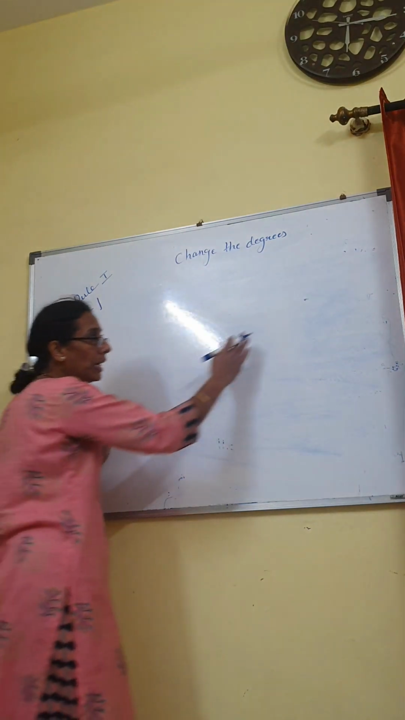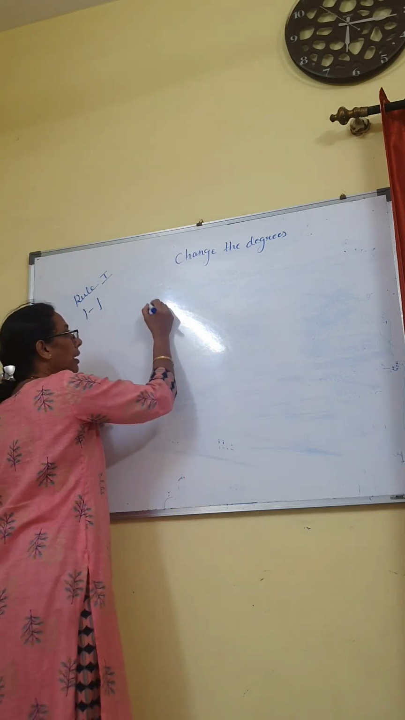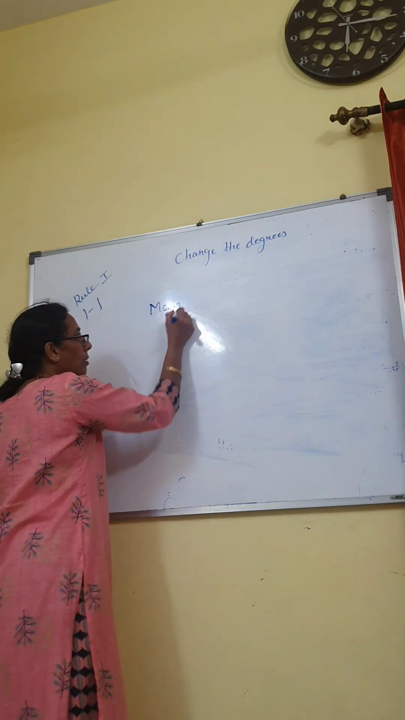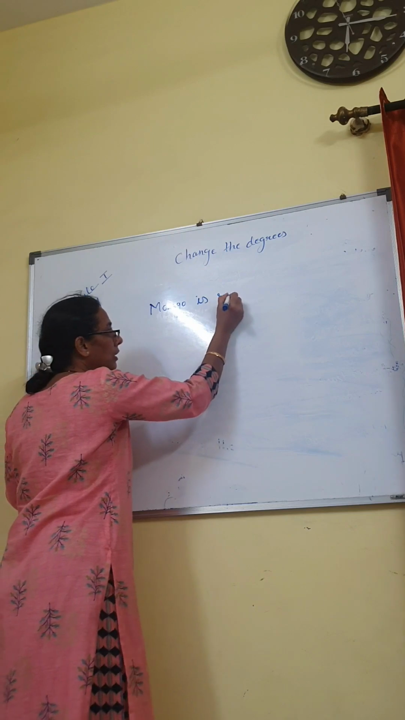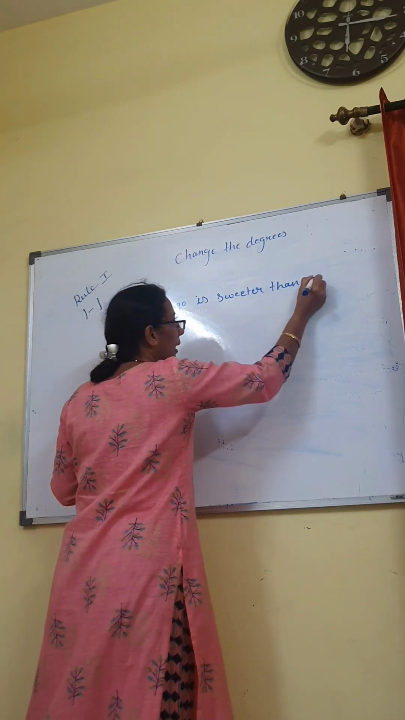Let us go. How are we going to keep it in mind? Let us see. Now I take a sentence. Mango is sweeter than apple.